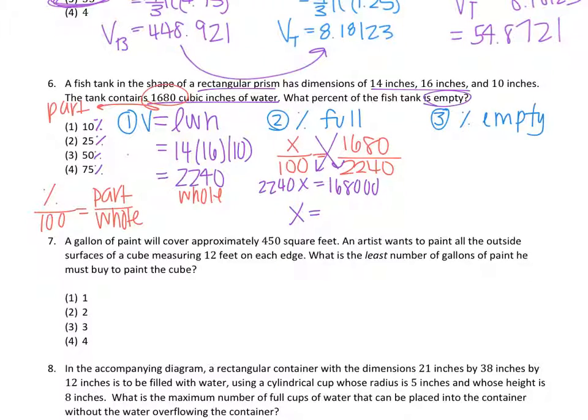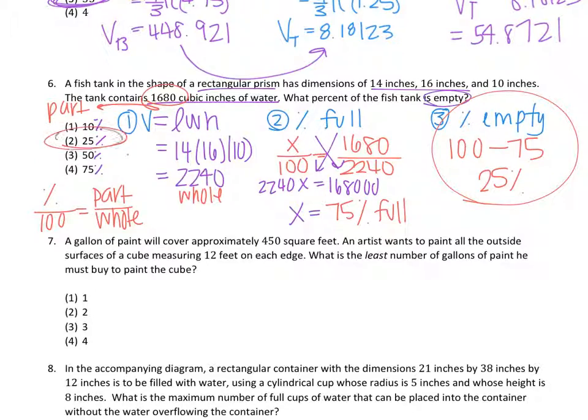When you cross multiply and then divide, you end up with 75%. Remember that this is the part that's full. So to find the percent that's empty, we take 100, we subtract the part that's full, 75, and we get 25% empty. Meaning, choice 2.